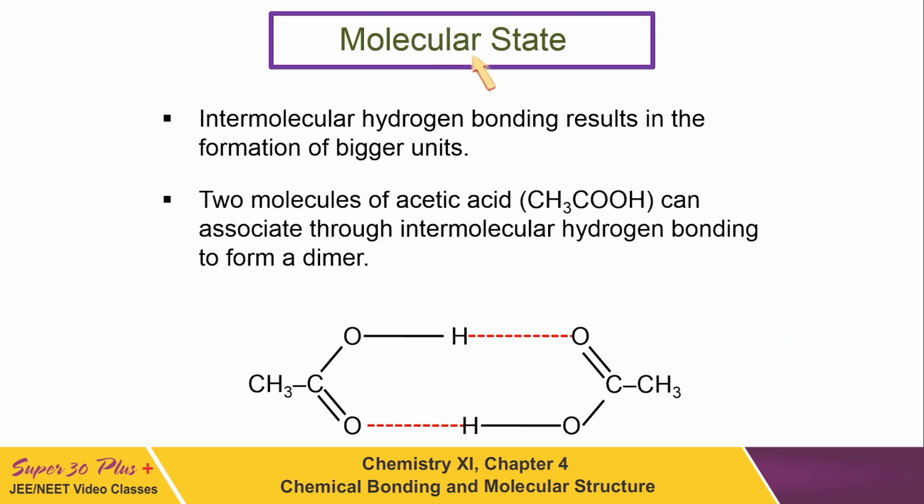Like I said, in molecular state, intermolecular H bond results in the formation of bigger units, sometimes 2 units or 3 units, and sometimes many more. In case of the acid, 2 molecules of acetic acid, CH3COOH, can associate through intermolecular H bond between the molecules and form a dimer. In this case, if you calculate, its molar mass will come to 120, while the molar mass of acetic acid is just 60. But because of this H bond, they dimerize and their molar mass increases.